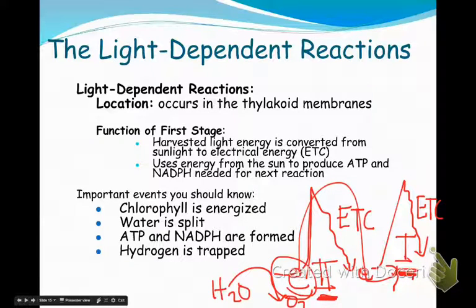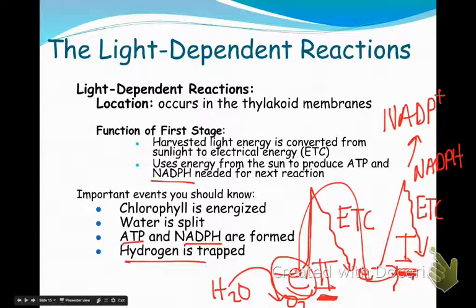The end result is that you have a last electron acceptor at the end of photosystem 1, and it's an NADP molecule, and it accepts the extra hydrogen, and it becomes NADPH. And that then feeds into the Calvin cycle. Okay, so we get ATP and NADPH, hydrogen's trapped, oxygen is released as a result.